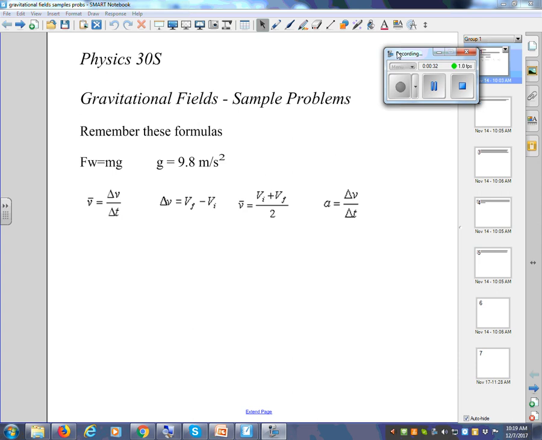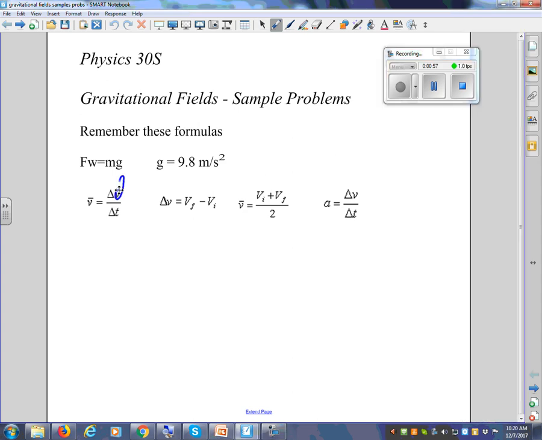So, quick reminder of some formulas. We got FW equals mg. G is not really a formula, but the constant G is 9.8 meters per second squared. Right away I see a problem here. The V bar, this should be a D, right? So V bar is D over T, delta V is VF minus VI, V bar equals VI plus VF over 2, and A equals delta V over delta T. We're all good on all of those, I think.